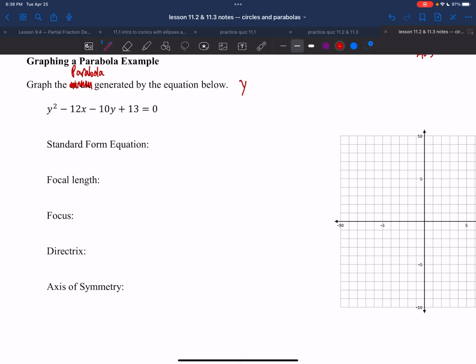It says y squared, so this opens horizontally.